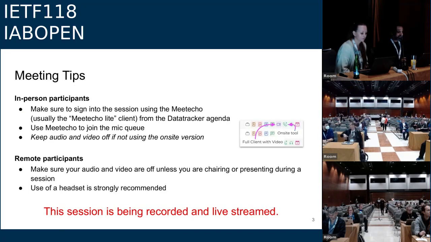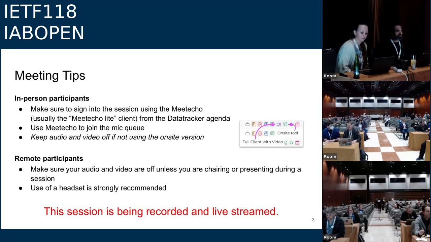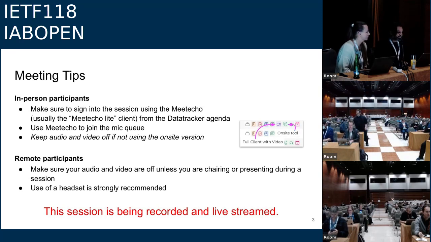Some tips that you should be well aware of, now that we are on the second day: please join the Meetecho tool. We have the QR code right there. We have a common queue between the remote participants and the people in this room, so we will be using the Meetecho tool to queue up. Please use that. And for remote participants, please join the queue and do not directly send video and audio until you are presenting. Thank you.